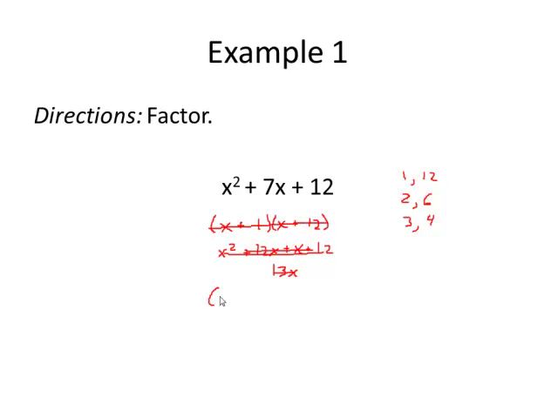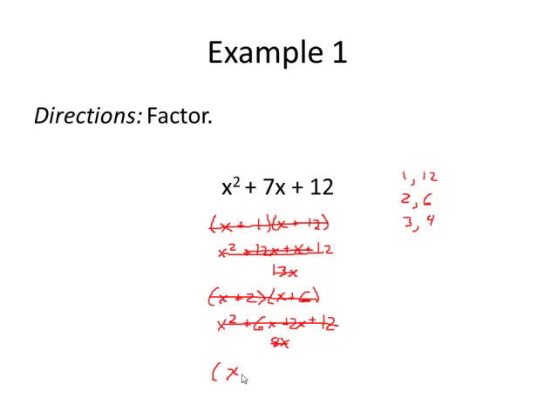So let's try the next group. x plus 2 times x plus 6. I'm just trying this next set of numbers, so let's check it using FOIL. x times x is x squared. x times 6 is 6x. 2 times x is 2x. And 2 times 6 is 12. Unfortunately, this sum, 6x plus 2x, is equal to 8x, which is not the same thing as 7x, so we know that this is wrong.